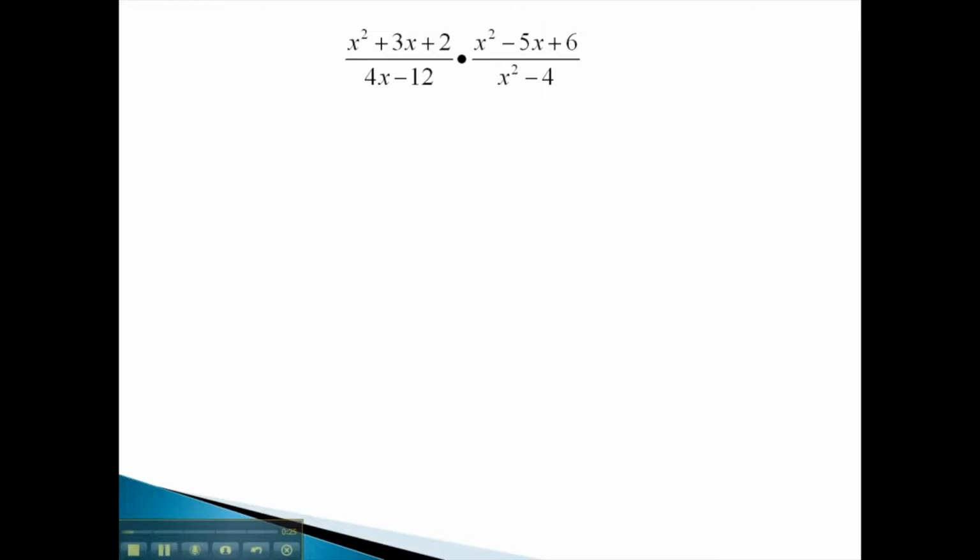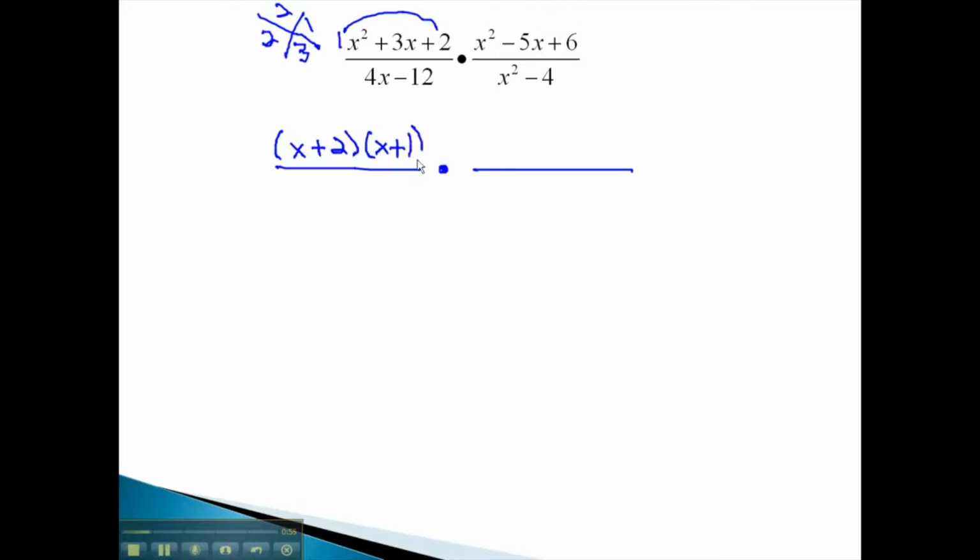In this example, we see several different types of factoring. Let's see if we can set up the problem in factored form so we can reduce out common factors. In the numerator, we have 3 terms, and so we will factor by the AC method, multiplying to 2 and adding to 3. This is 2 times 1. Because we have a 1 in front of x squared, we can jump right to our factors, x plus 2 times x plus 1.